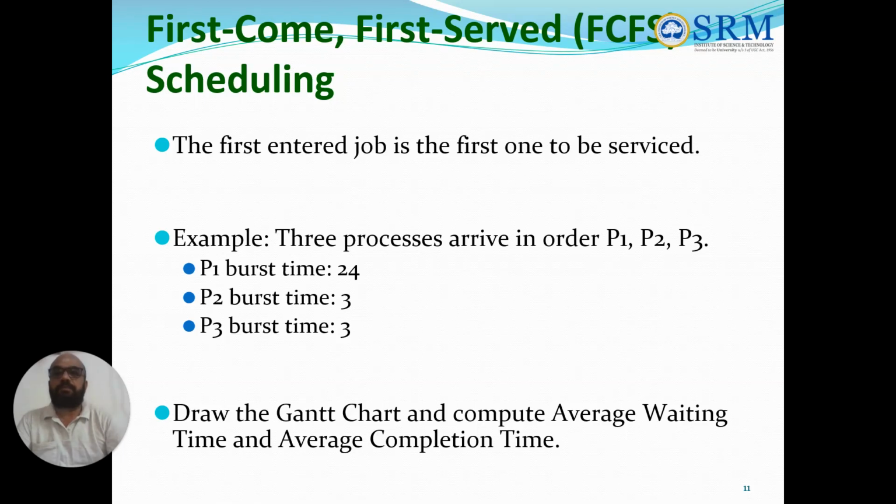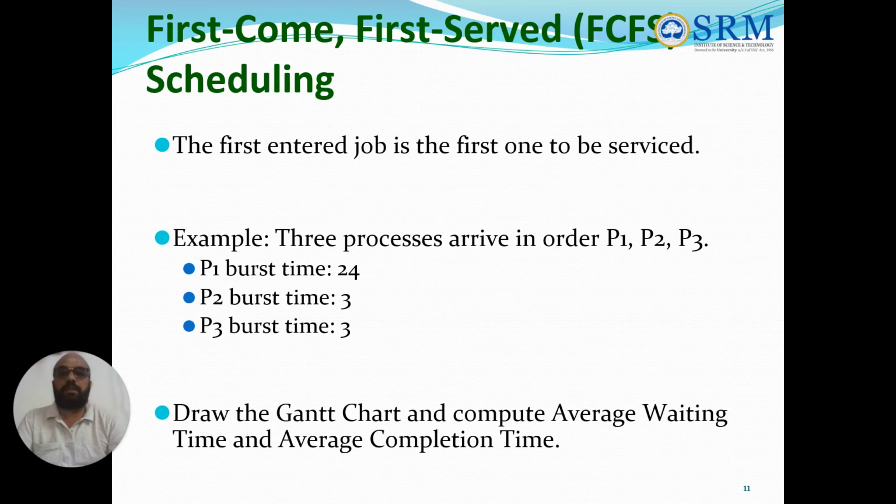First come first serve: the order in which the processes arrive into the system is the order in which they will be serviced. For example, we take three processes which arrive in order P1, P2, P3. P1's burst time is 24, P2's burst time is 3, and P3's burst time is 3. All the processes arrive at the same time, and the order is P1, P2, P3.